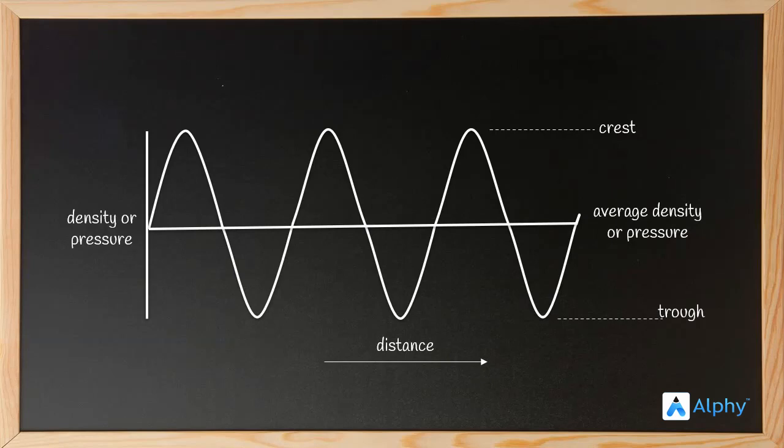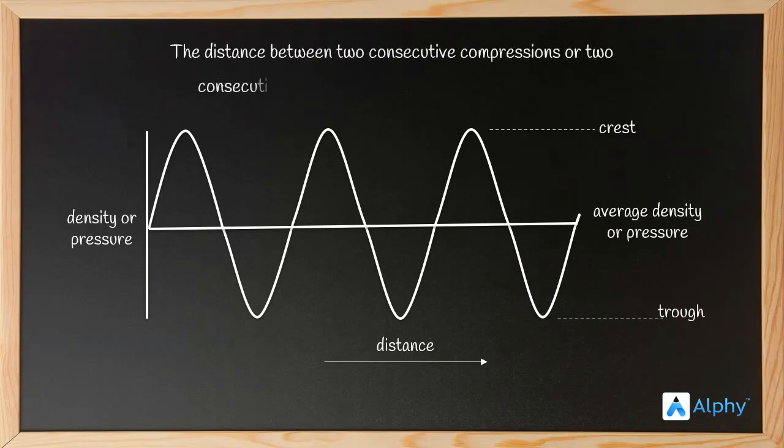Here we have the labeled sound wave again. As we learn the new terminologies, we will keep adding them to the diagram to understand the full picture. The distance between two consecutive compressions or two consecutive rarefactions is called the wavelength. This region marked by the arrow is called the wavelength and is represented by this symbol.